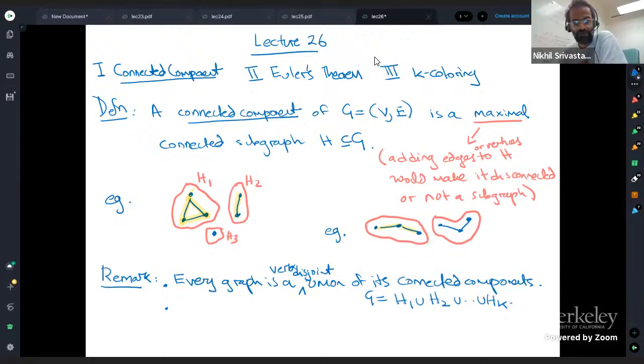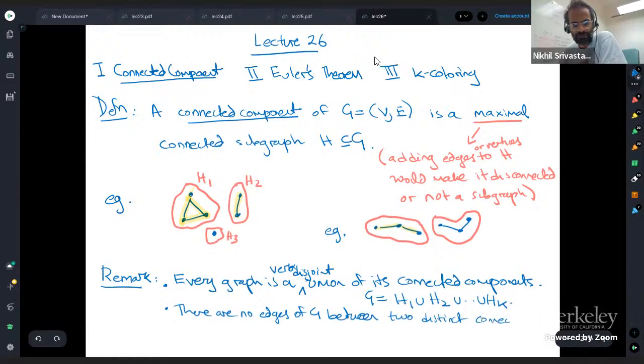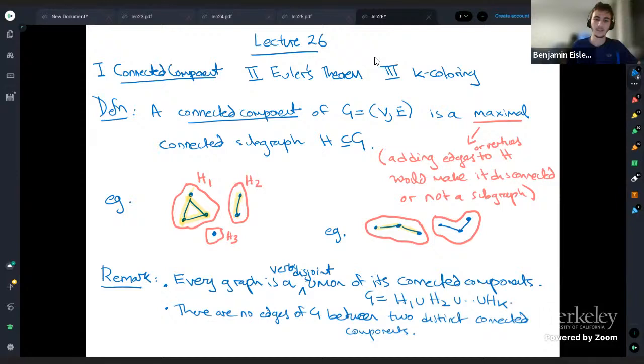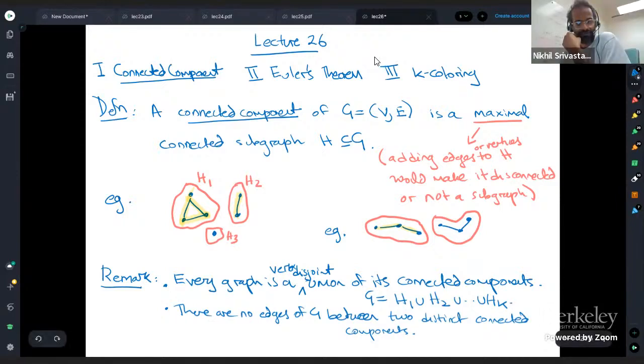And now the second thing I want to say is that there are no edges between two distinct connected components. Why is that? For the same reason as why you can't share a vertex. If you had, let's say, an edge between these two, then you could merge them. You could add an edge and get a bigger connected component. So this is by maximality. Both of these things are by maximality. So maximality gives you this very nice structure that these components are disjoint and there are no edges between them.